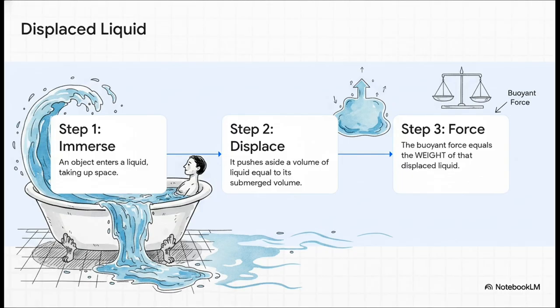Imagine getting into a bathtub that's filled to the brim. What happens? Water spills over the side, right? That's displaced water. The volume of that spilled water is equal to the volume of your body that went underwater. And here's the magic part. The weight of that spilled water is the exact amount of buoyant force pushing up on you.